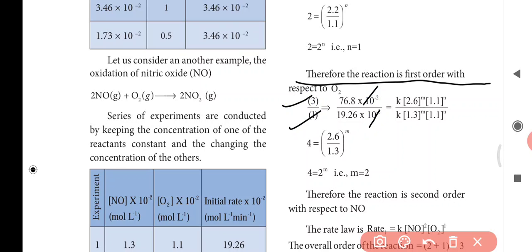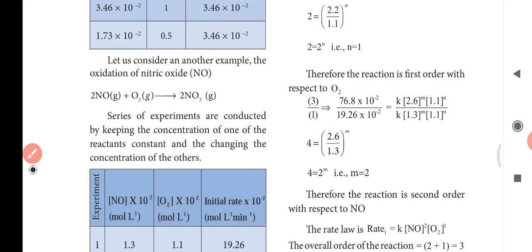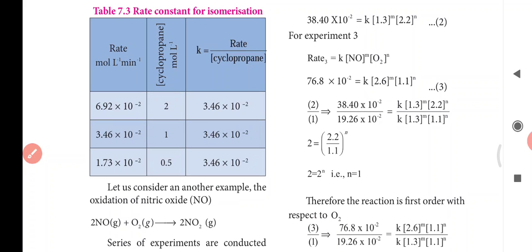Equal to k, the concentration of 2.6 to the power m and the concentration of 1.1 to the power n, divided by the concentration of 1.3 to the power m and the concentration of 1.1 to the power n, which will get cancelled. If you cancel this you will get the value 2, and if you cancel this you will get the value 4, as we discussed earlier. Here if you cancel this you will get 2.